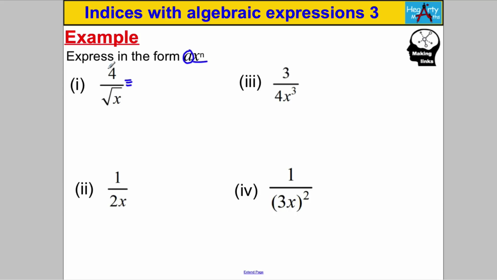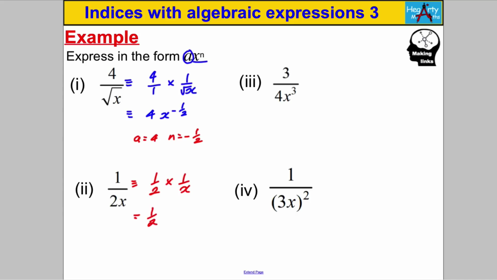Right, the first thing is I'm going to realize that 4 over root x, I could think of that as 4 over 1 times 1 over root x. By multiplying fractions, I can think of it like that. Now 4 over 1 is 4, and 1 over root x is x to the negative a half. And hence I've written it in that form where a is 4 and n in this case is negative a half, and we're done. What about this? Well, I can think of this as 1 over 2 multiplied by 1 over x. And I could say that's a half x to the negative 1, because 1 over x is x to the power of negative 1. So in this case, my a is a half and my n is negative 1.